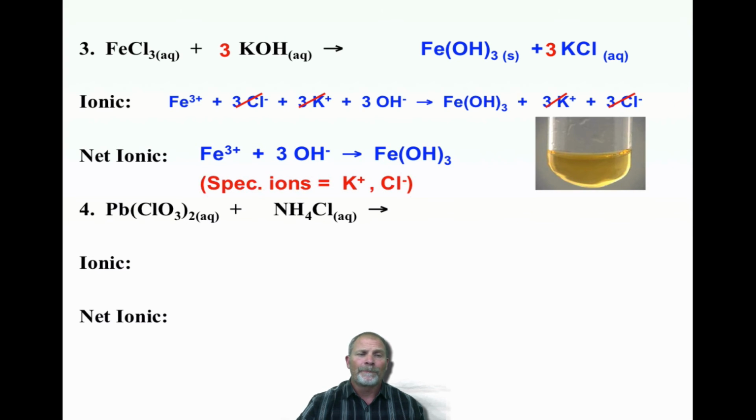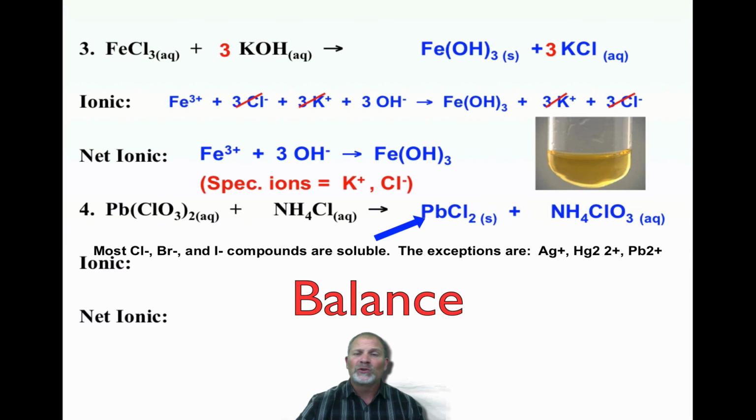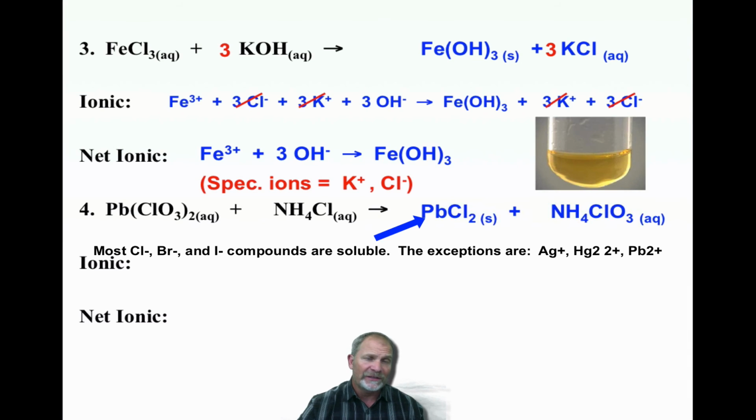The next one, lead 2 chlorate plus ammonium chloride. So my chloride minus 1 is going to join up with my lead 2. I need 2 of them. My chlorate and ammonium are going to come together as a 1-to-1 ratio. I know my chloride, bromide, and iodide are normally soluble except with silver, lead 2, and mercury 1. And so this lead 2 chloride actually pulls out as a precipitate.